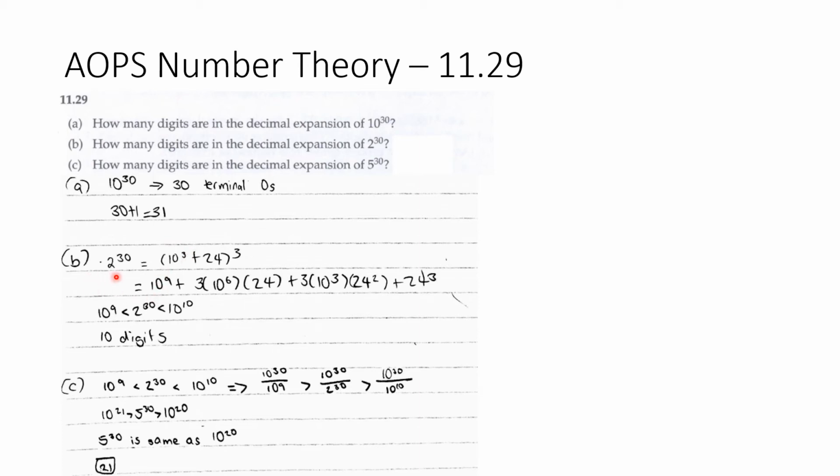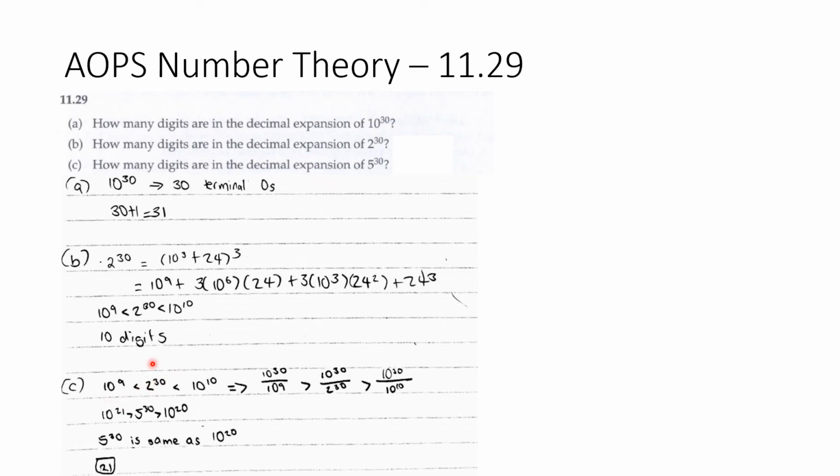And B, 2 to the power of 30 is equal to 10 to the power of 3 plus 24 in brackets to the power of 3. You can test that with the formula. If you take it apart, it would be 10 to the power of 9 times all this. Since 10 to the power of 9 is less than 2 to the power of 30, which is less than 10 to the power of 10, that means there are 10 digits.